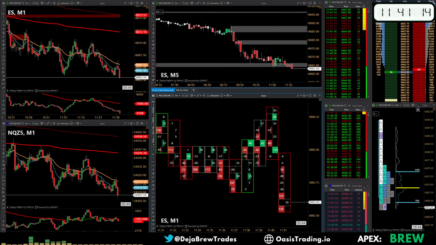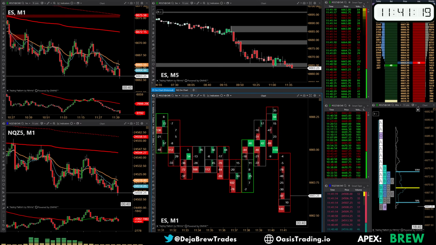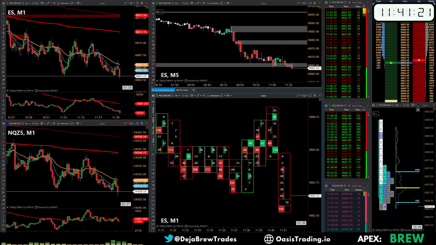Here's that cliff coming to an end here, by the way. If we stay below 64, watch that delta in volume. It needs to spike dramatically.